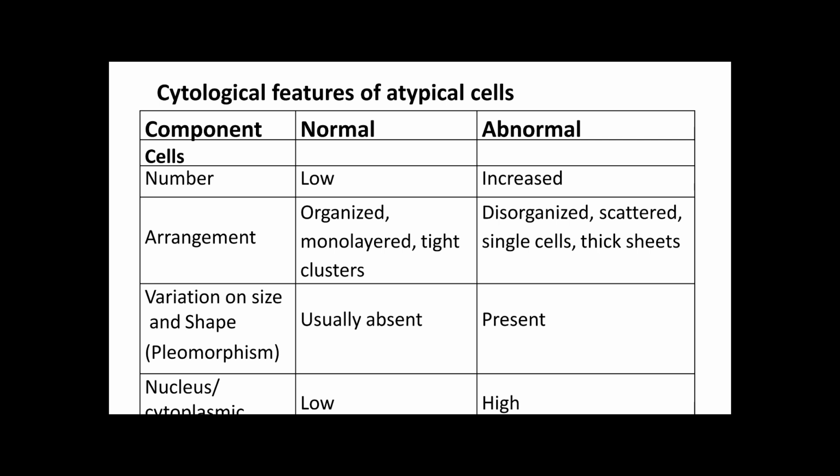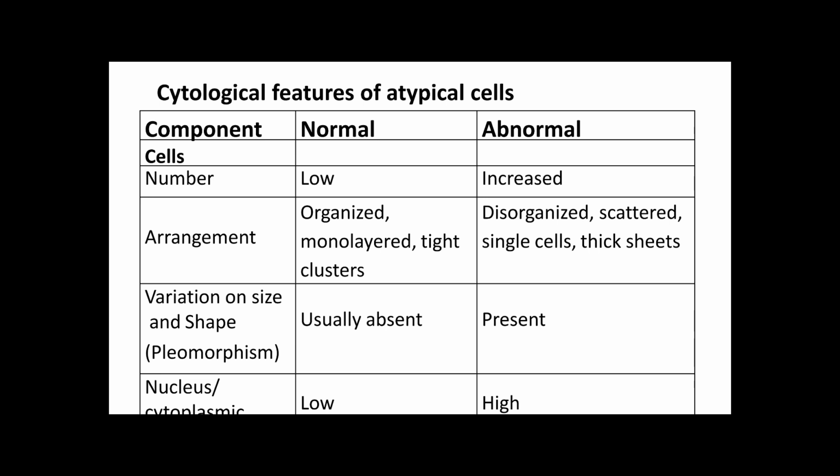So, when we consider the cytological features of atypical cells, these are the features of abnormal or atypical cells in a cytology preparation, which are helpful in the diagnosis of malignancy. Here in this table we are describing the features of the atypical cells. When we consider the components of the cell, here we are discussing normal cells and abnormal cells.